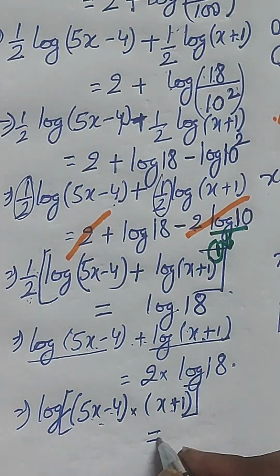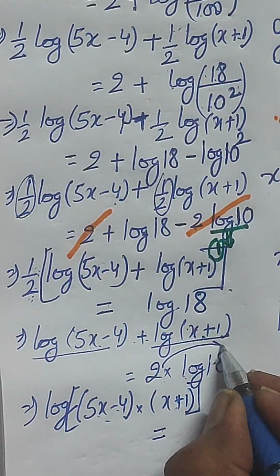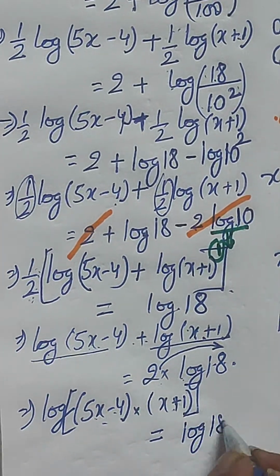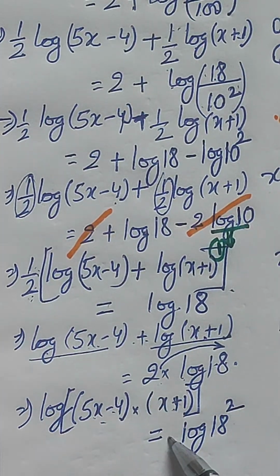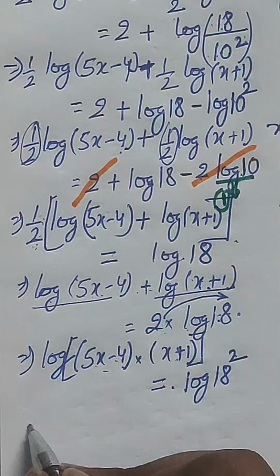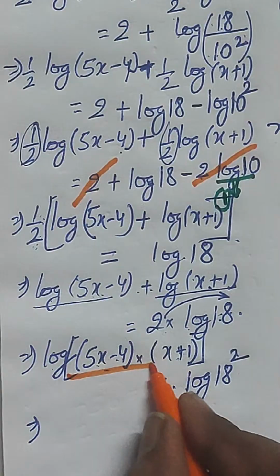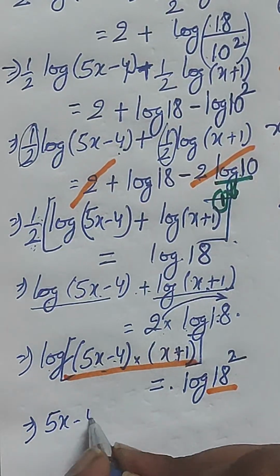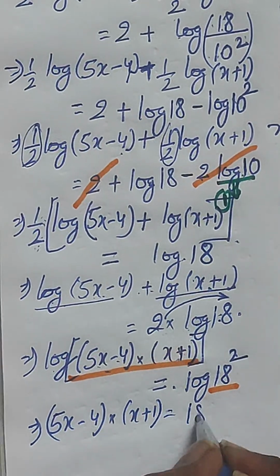And into the RHS we have 2 into log 18. So this 2 can be shifted to the exponent of 18, right? So here we can write log of 18 square in the RHS, because when you split it this exponent will be coming as a prefix, which is your previous step, right? Now into the next step you can take the antilog, and then this will be equal to this after removing the log, okay? Then we have 5x minus 4 into x plus 1 is equal to 18 square.